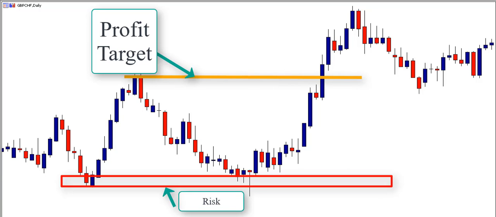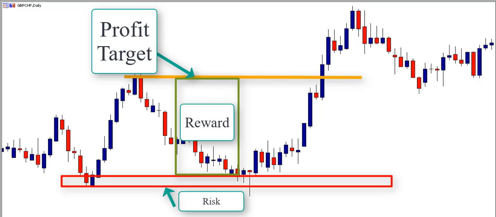So the distance between the distal line and the proximal line is our approximate risk, and the distance between the proximal line and the profit target is our approximate reward. So this trade opportunity, as you can see, offers approximately more than a 6-to-1 reward to risk ratio. The risk to reward ratio is an important concept. We will cover it in detail in the trade and tactics section.